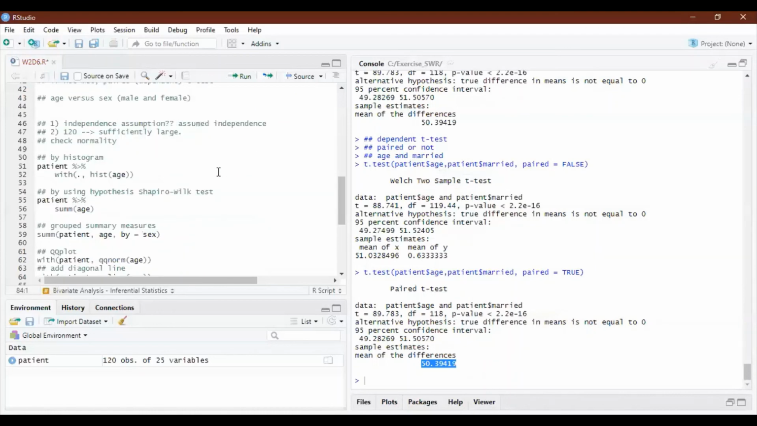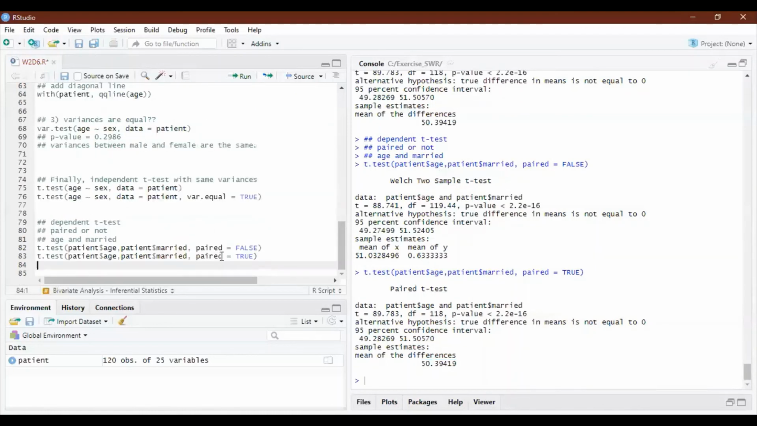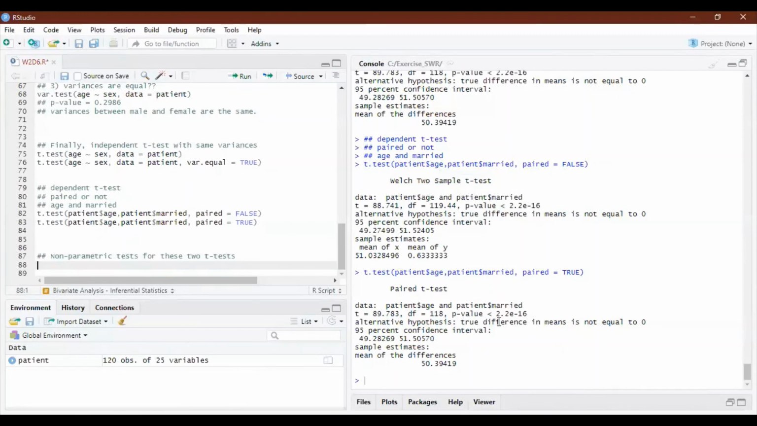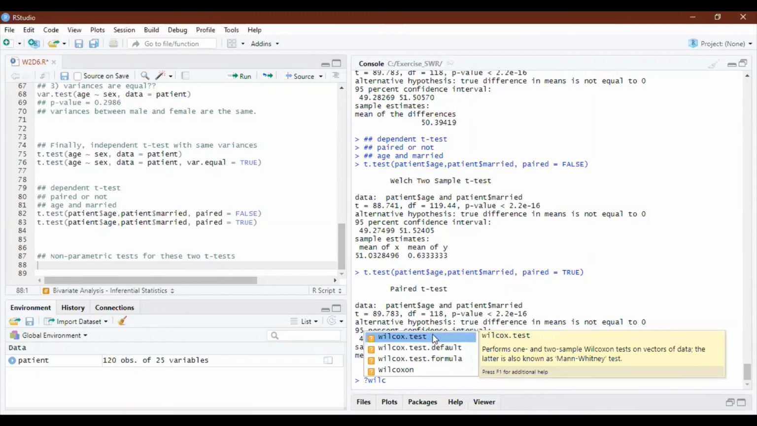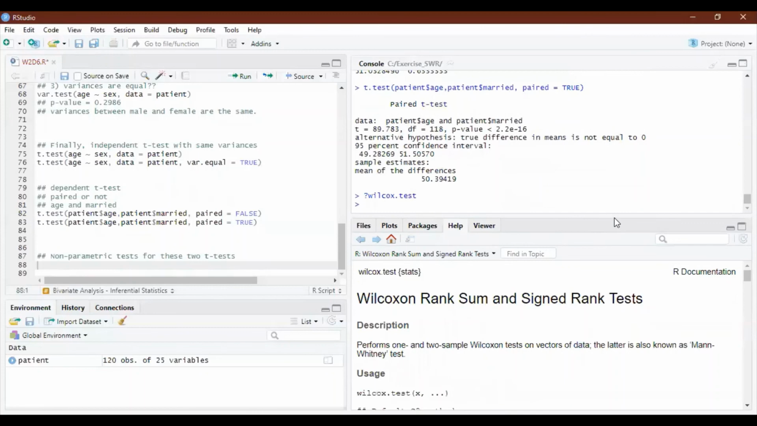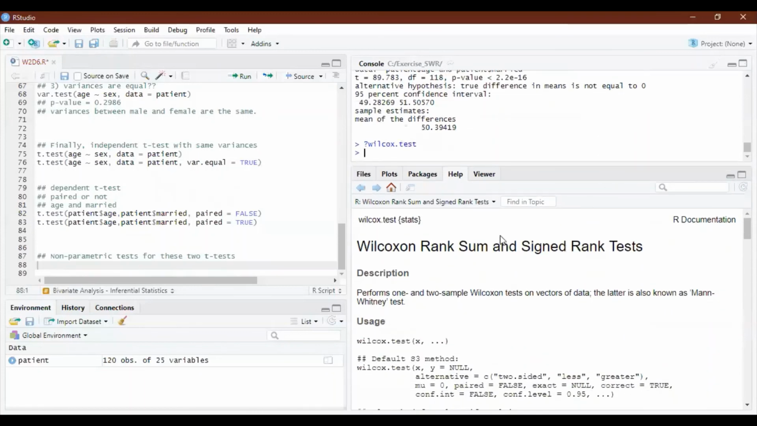Okay, so next, I think we will quickly go through the nonparametric tests for these two t-tests. The first one is called the Wilcoxon syntax. So this is the Wilcoxon rank sum and signed rank test.